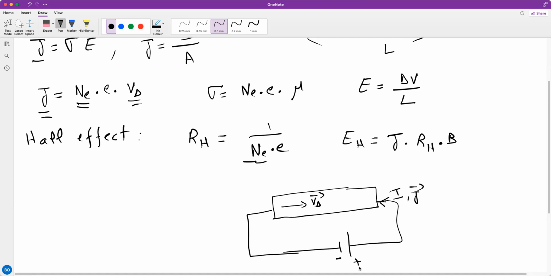Okay. Now let's assume I apply a magnetic field to this circuit, and this magnetic field will go inside. So in which direction will the electrons go?